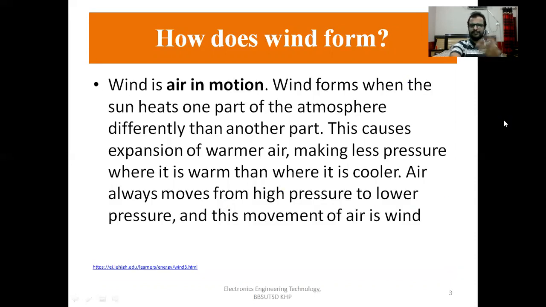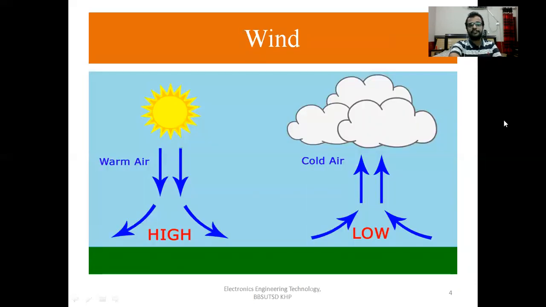Okay, so wind is air in motion. Wind forms when the sun heats one part of the atmosphere differently than another part. Now, what is wind? That is important. Air may not seem like anything at all. In fact we look right through it all the time, but during a windstorm air rarely makes its presence known. Normally we are not able to see wind, but we feel wind. But when there's a windstorm, it really makes its presence known.